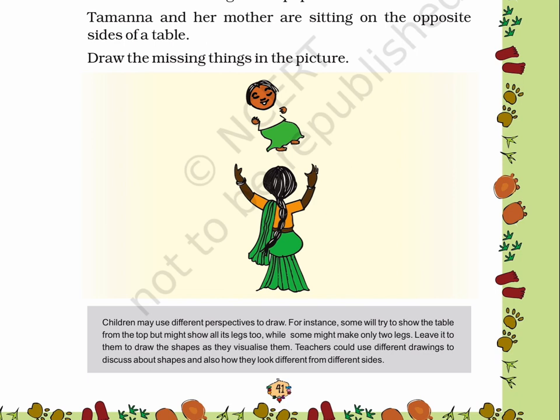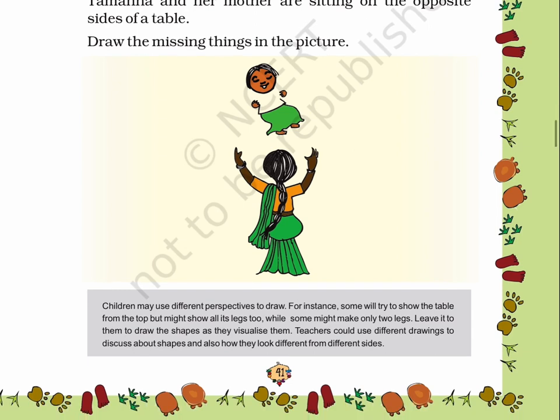Footnote: children may use different perspectives to draw. For instance, some will try to show the table from the top but might show all its legs too, while some might make only 2 legs. Leave it to them to draw the shapes as they visualize them. Teachers could use different drawings to discuss about shapes and also how they look different from different sides.